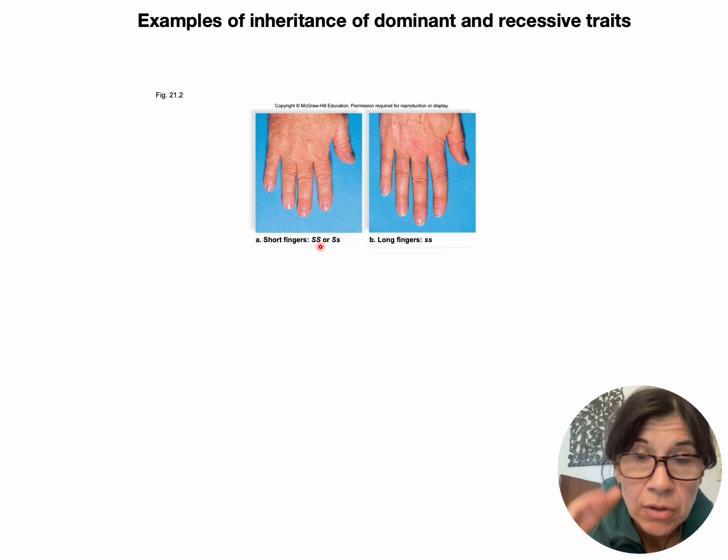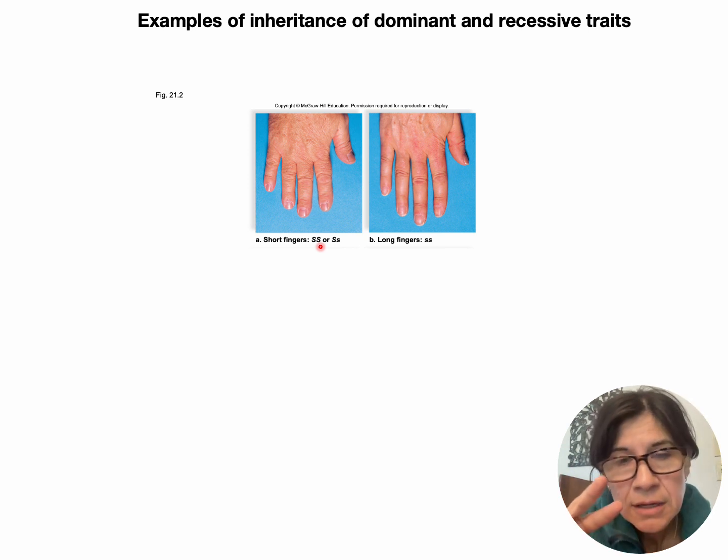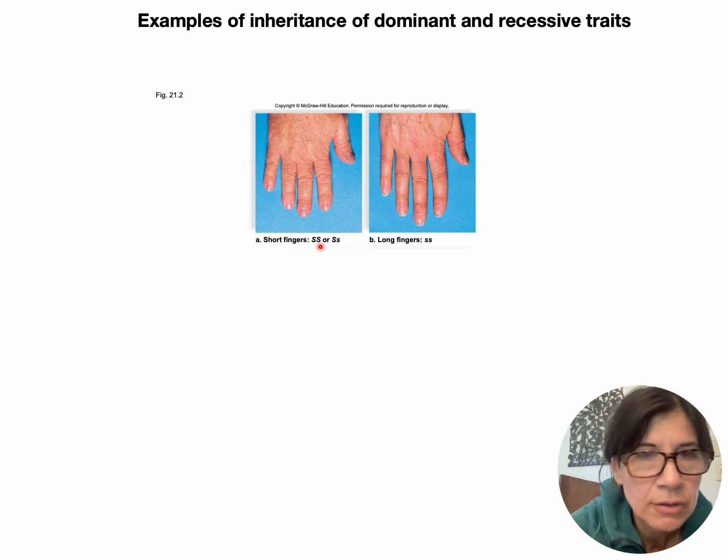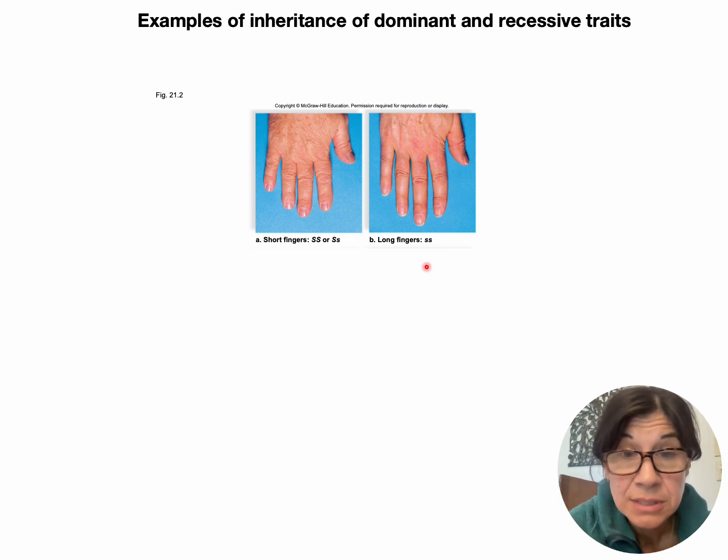The individual will always have 2 copies of the gene for finger length because we have 2 copies for all our genes. So we could either be big S or big S little s. Long fingers, there's only 1 genotypic option because that's a recessive trait. So the genotype would be little s.